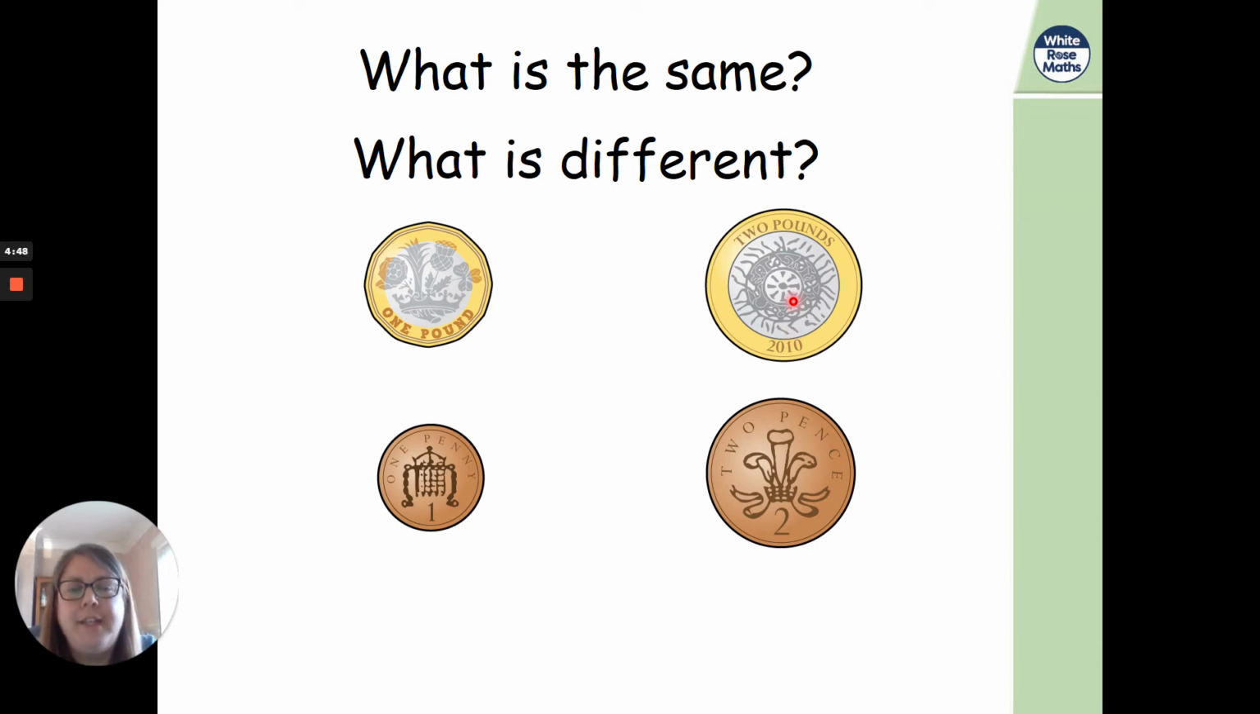What about this then? Do you think £2 is worth more than 2 pence? Yeah, it is, isn't it? So £2, okay, is 200 pennies. So it's 100 2 pennies. So a penny isn't worth very much, okay?